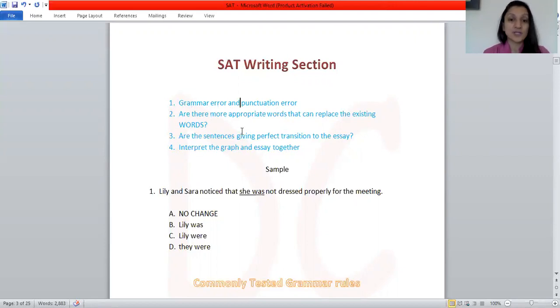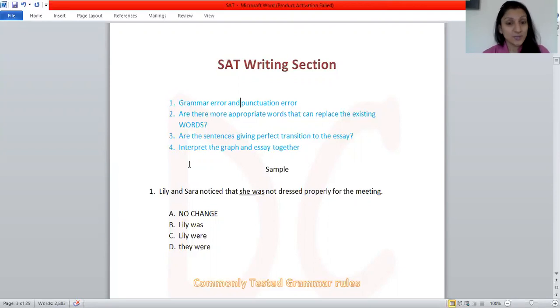Next is about the sentences. It's not just whether the words are used correctly. It's also about whether the sentence is placed in the correct place. Should you put it above or below, or should you just not have it? Or should you continue with three or four more words? That's again something that SAT would want to check. How do you get that? You will be able to see in my other videos.